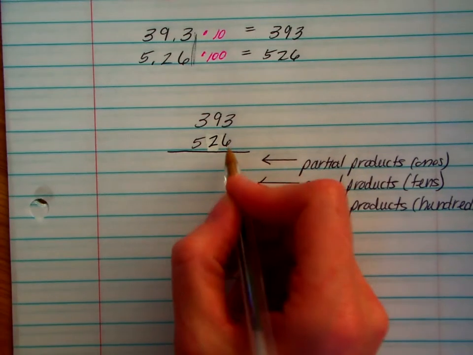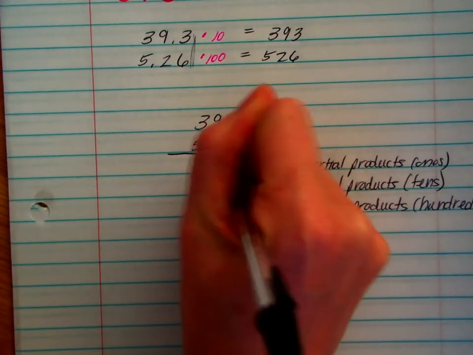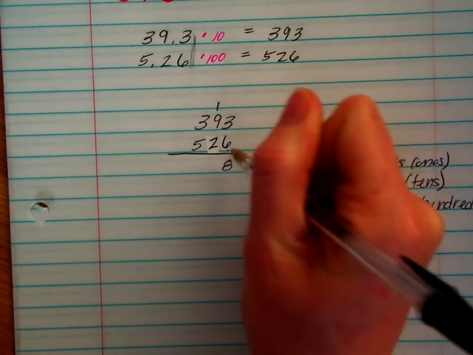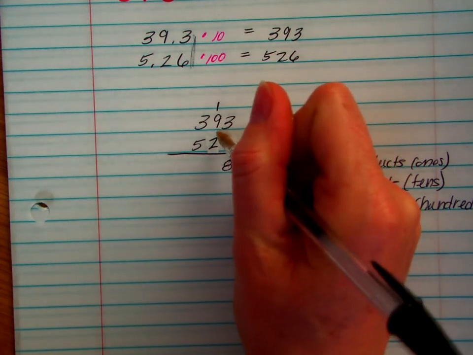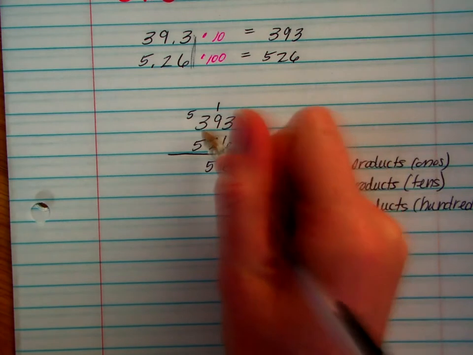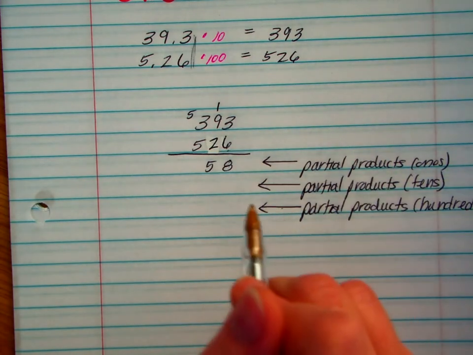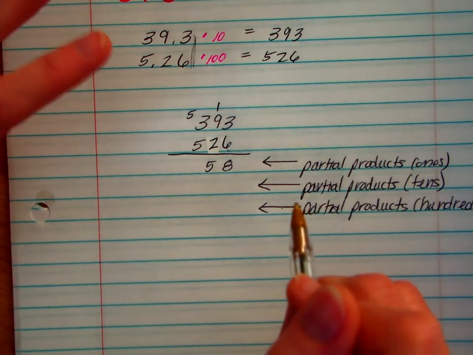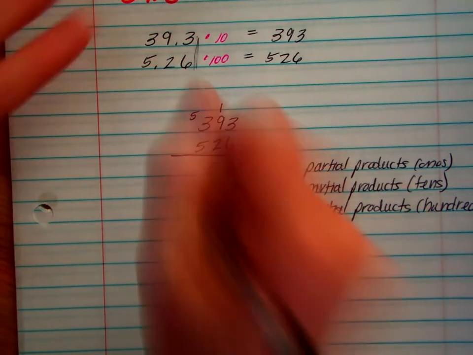Okay, so I'm going to go through. I'm going to do 6 times 3 is 18. Put down my 8. Carry my 1. 6 times 9 is 54. Plus 1 is 55. Put down my 5. Carry my 5. 6 times 3 is 18. 18 plus 5 is 23.